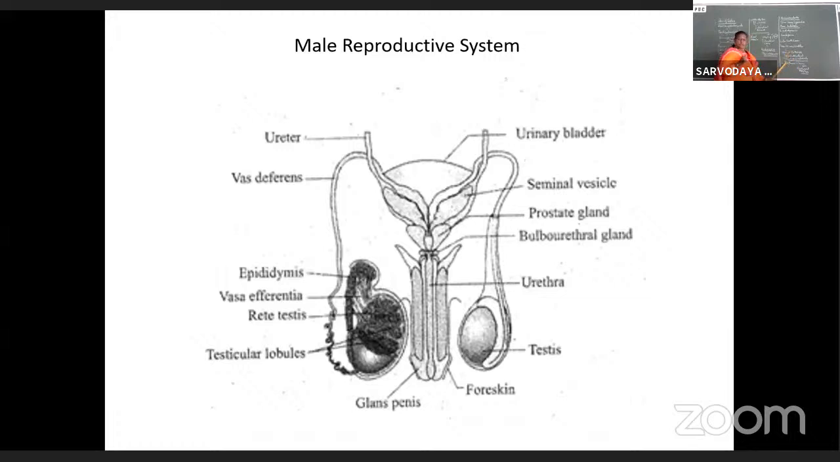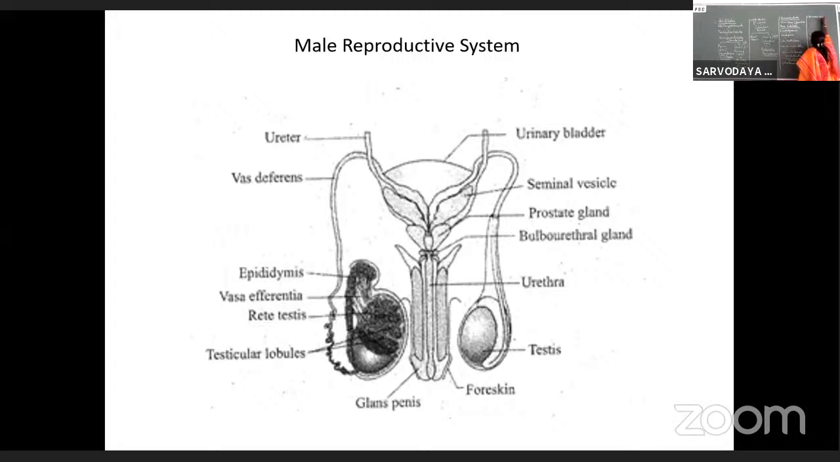Then the urethra continues. We know that from the urinary bladder, the duct forms what is known as the urethra. It continues through the penis, and at the tip of the penis, there is an opening. What is the name of the opening? Urethral meatus. So that's about accessory ducts. What is the third part? The third part is accessory glands.